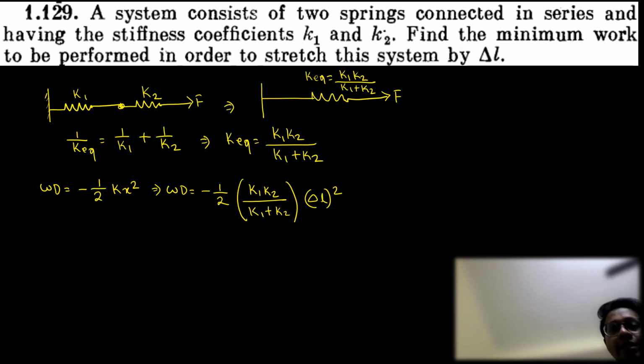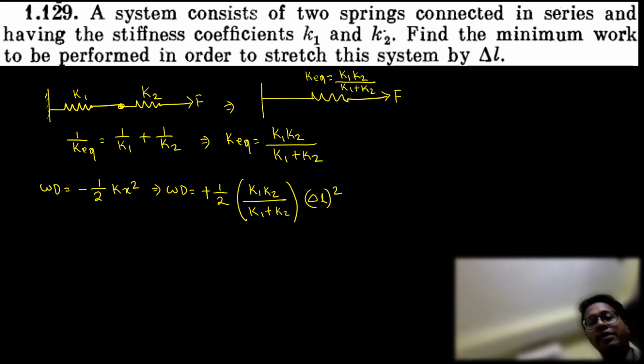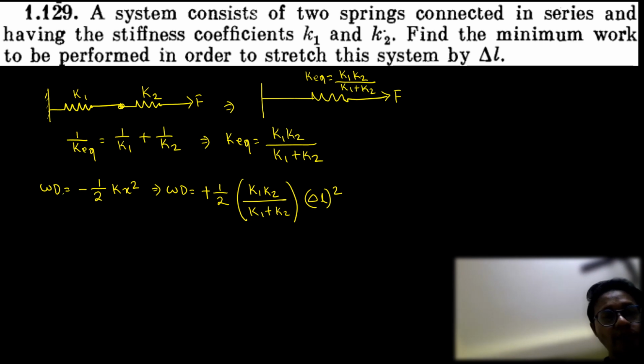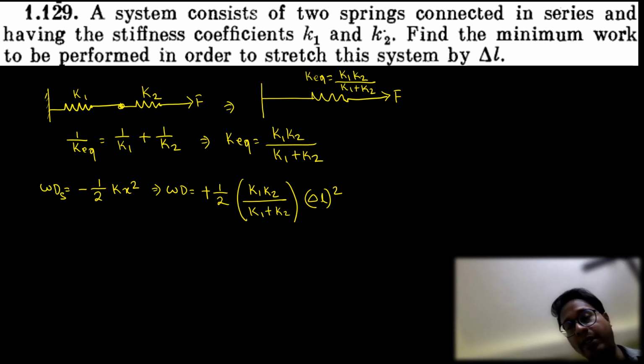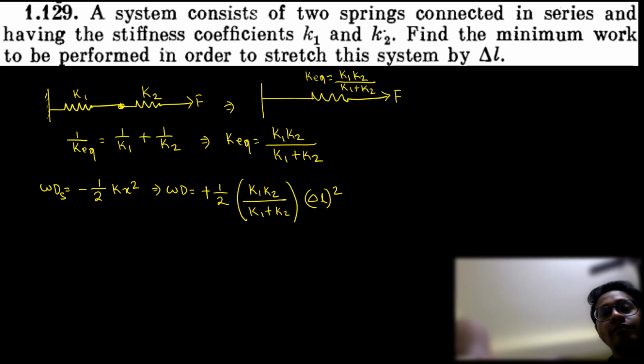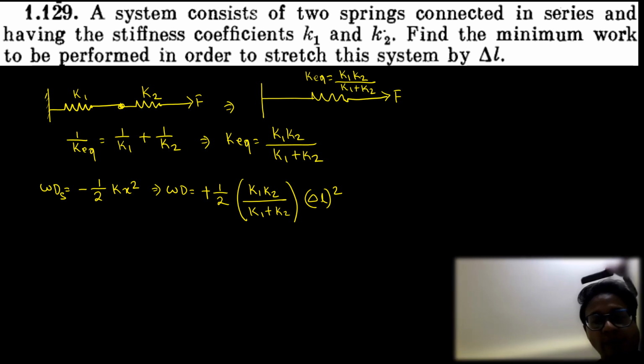Delta L is nothing but x. So work done by external force is nothing but plus half K1 K2. See, this is nothing but work done by spring force is nothing but minus half Kx square. Work done by external force in this situation is nothing but plus half Kx square. Okay, work done by external force.